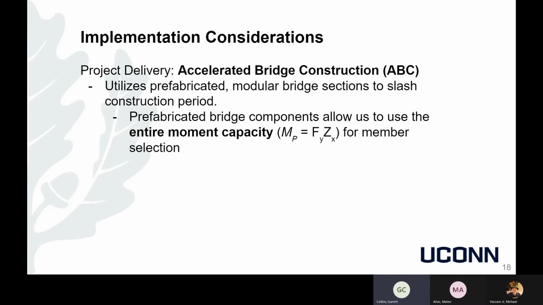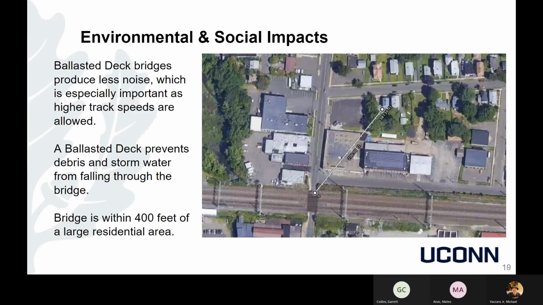And so a little bit more about implementation considerations. We're primarily using accelerated bridge construction, which uses prefabricated modular bridge sections to not only decrease the amount of time on the project, but it also allows us to use a key assumption in designing these girders, where we can use the full plastic moment capacity of all of these girders, because we can actually set our members in a concrete slab, which behaves more like a composite and allows us to put them in a bit different loading scenario. Okay, on to some of the environmental and social impacts of our bridge.